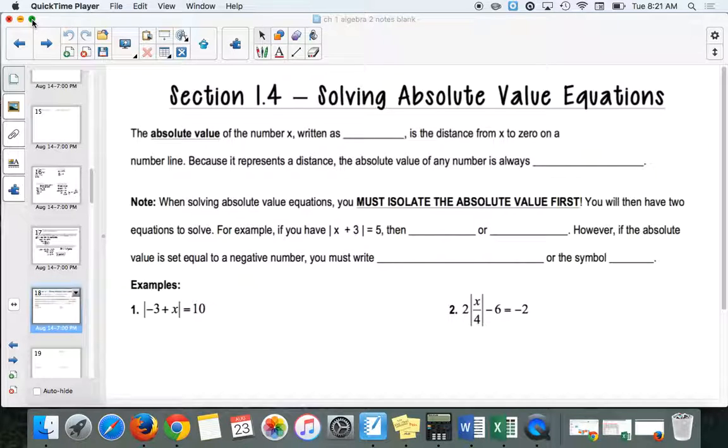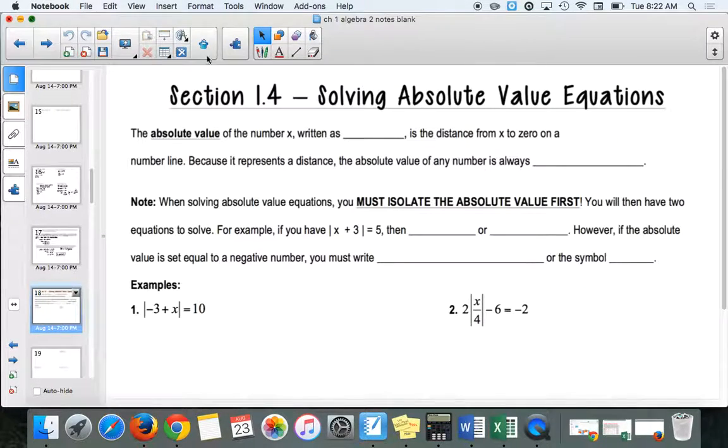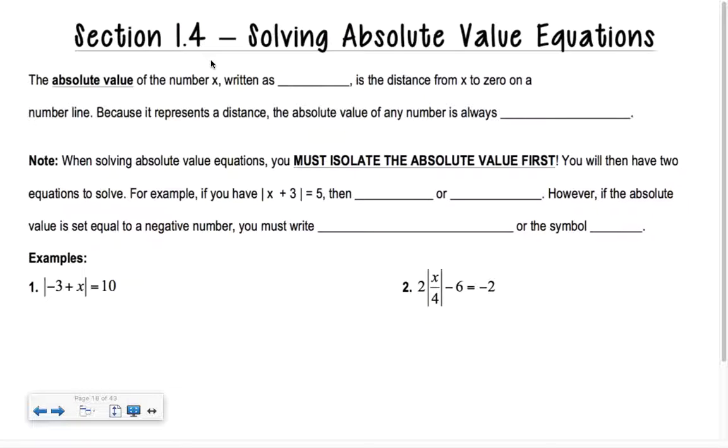Alright, so section 1.4 is on solving absolute value equations. Okay, so we've done some basic things with regular equations, but what happens if we have absolute values? So the absolute value of the number x, written with the little lines on each side, the absolute value of x, is the distance from x to 0 on a number line.